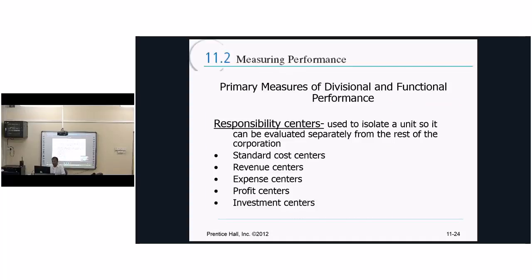Again, you can have divisional as well as functional performance, especially in the budgets. You measure the responsibility budget, responsibility centers. This is used to isolate a unit, so it can be evaluated separately from the rest of the corporation. So inside your organization, you have different types of responsibility centers, cost centers, revenue centers. For example, your sales department is a revenue center. Then there are expense centers such as HR, IT, marketing, administration, etc.